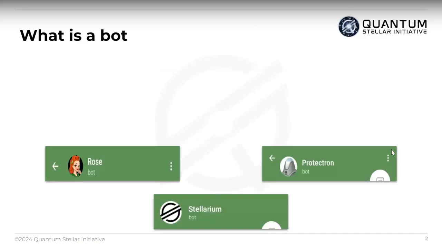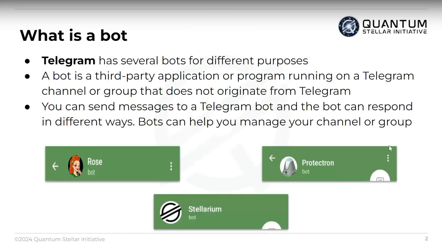What is a bot? Telegram has several bots for different purposes. A bot is a third-party application or program running on Telegram channels or groups that does not originate from Telegram. You can send messages to a Telegram bot, and the bot can respond in different ways. A bot can help you manage your channel or group.